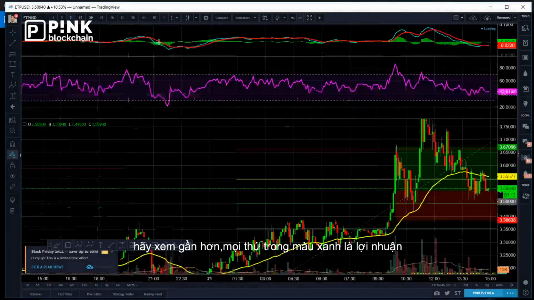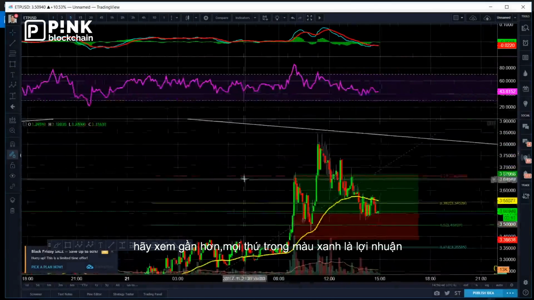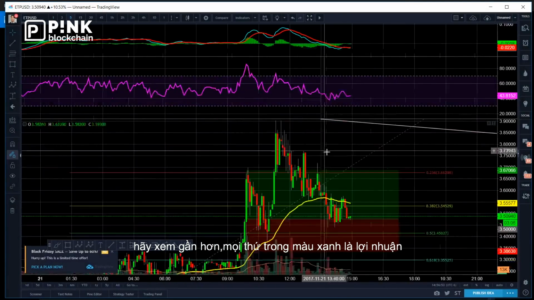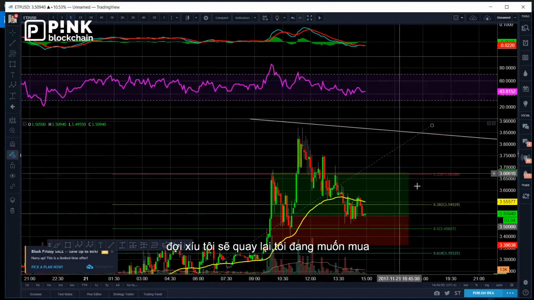How many Elliott waves do you guys count? Let's take a look together. I count one. Whoa, that's a really hard count. Super hard count. I think we found some support. I'll be right back. I'm gonna buy.